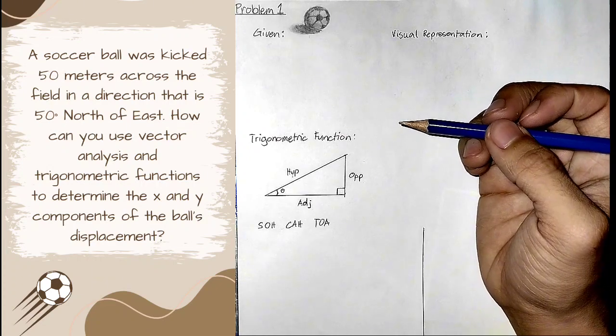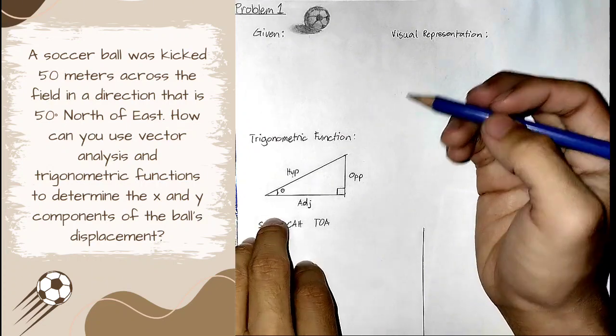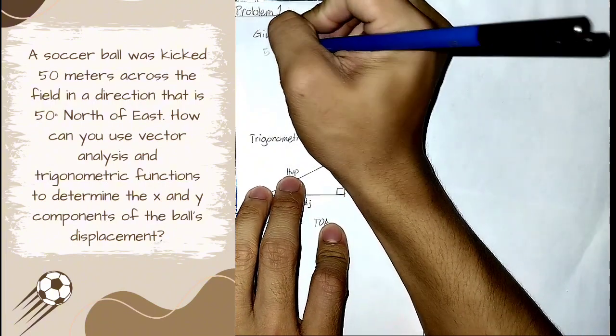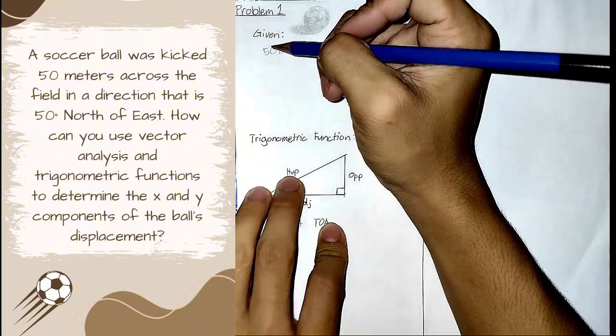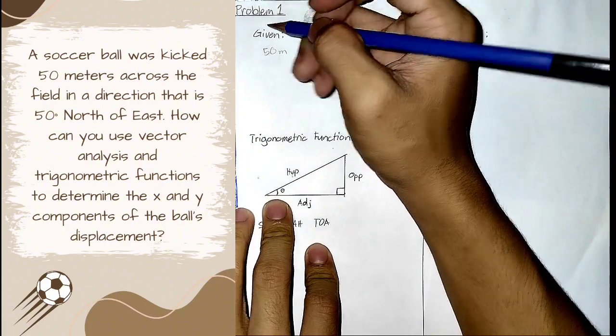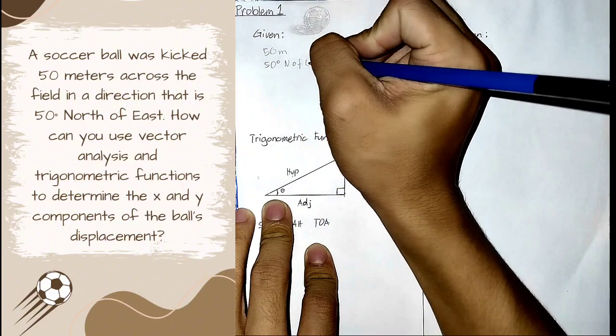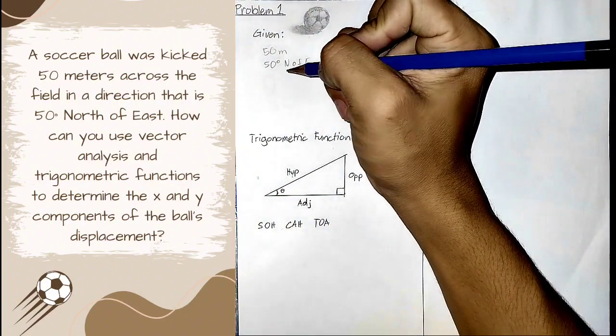So, to solve that problem, we first must write down the given. It was said that a soccer ball was kicked 50 meters in a direction that is 50 degrees north of east, and the x and y components.